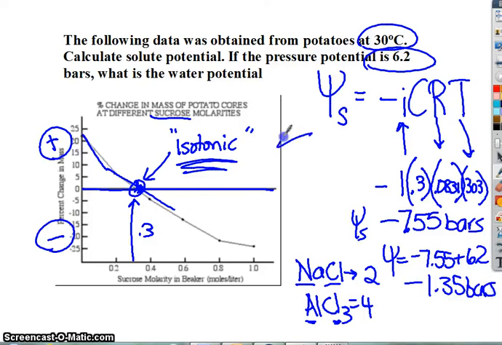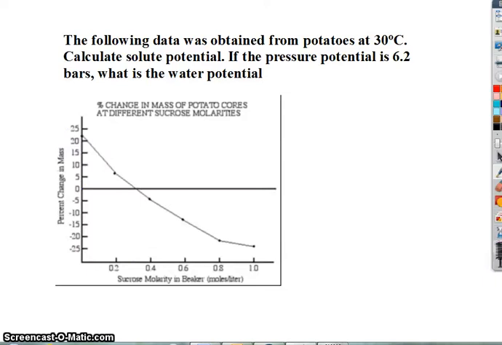So the most important thing here is knowing how to get C from your graph, if they ask you to graph it, or if they give you a graph and ask you to interpret it, or if they just give you percent changes. I did this on your midterm. Some people had no idea what to do with this. You were just given percent changes.